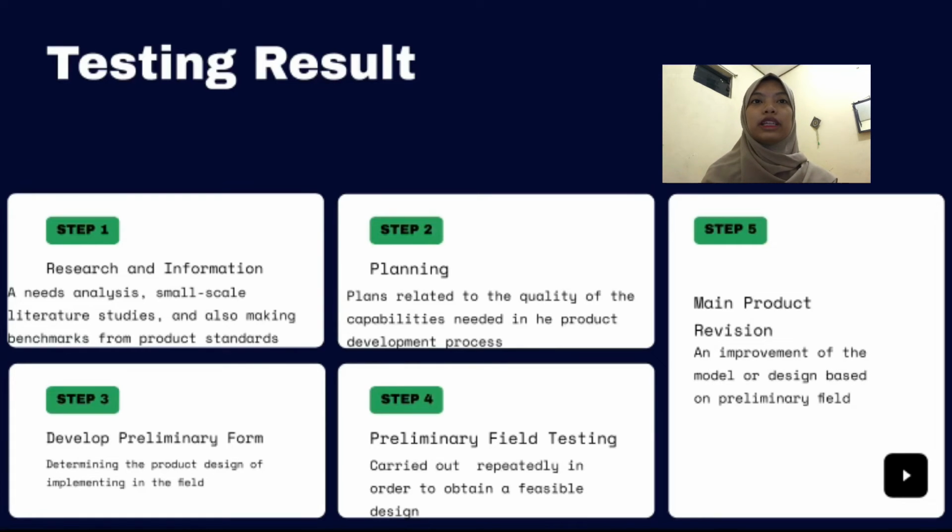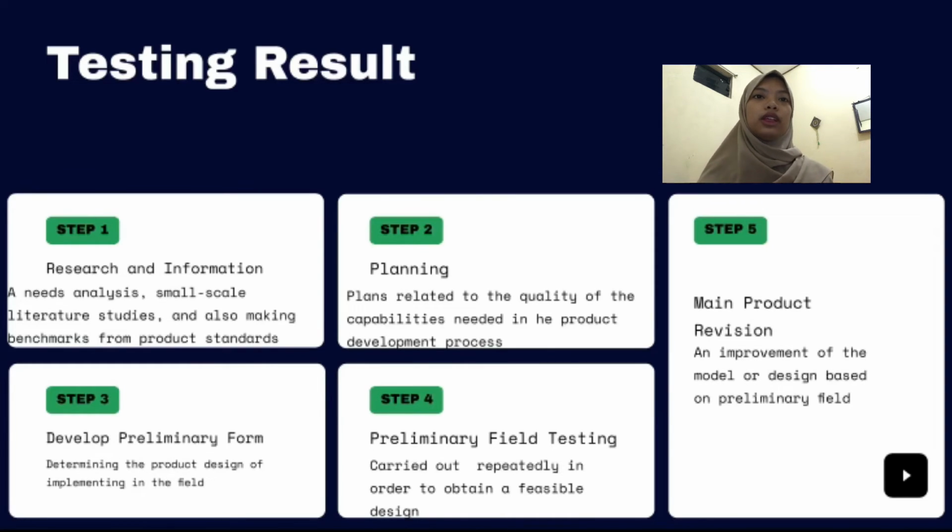Several experiments are carried out from the model development stage, such as, first, research and information collection. This is the first step of model development, which can be done including by conducting a needs analysis, small-scale literature studies, and also making a benchmark from product standards to develop.